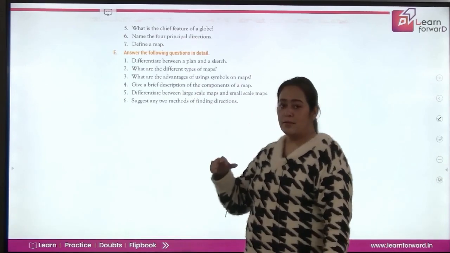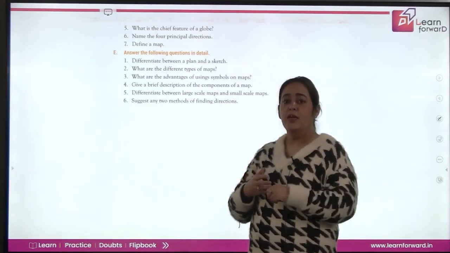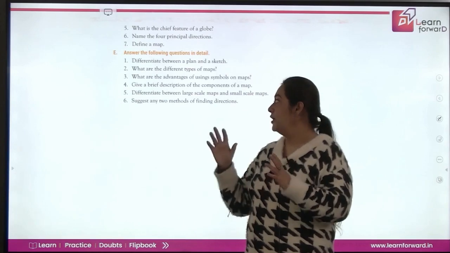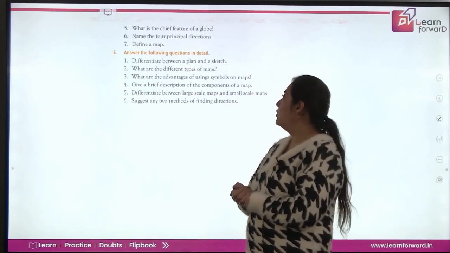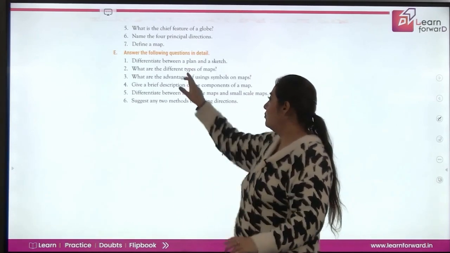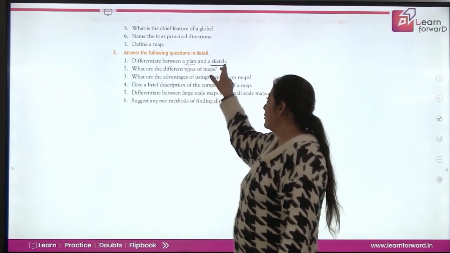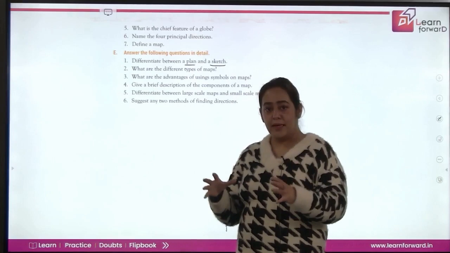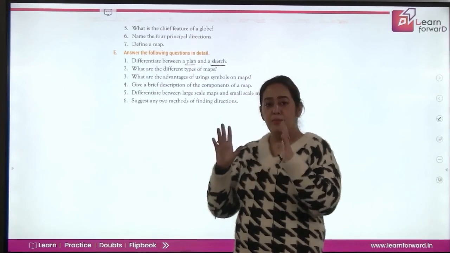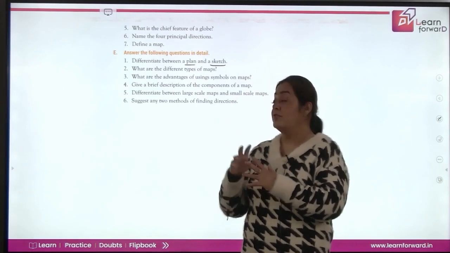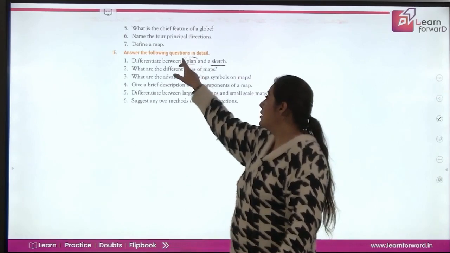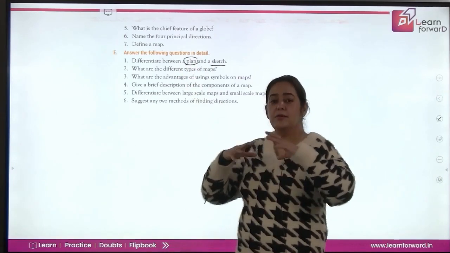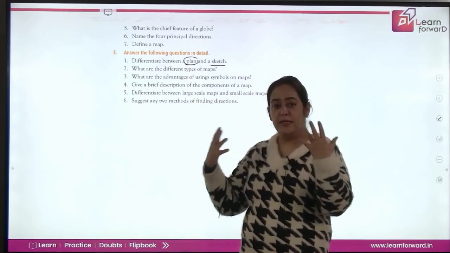Define a map. A map is a sketch or a layout which helps us find the direction. It always has a scale to it. Then differentiate between a plan and a sketch. A plan and a sketch are different because a sketch is a rough layout of a particular place which doesn't have a scale. A plan is a proper layout which has a scale, and in this a small area is depicted with complete details, right?